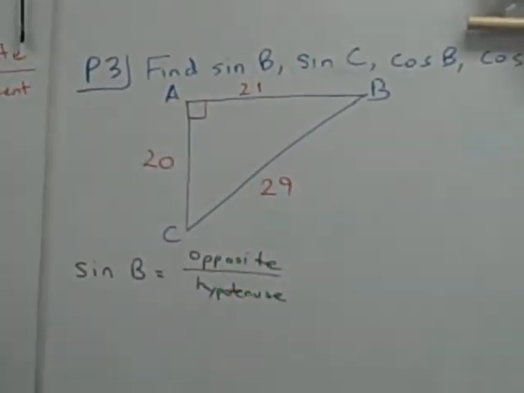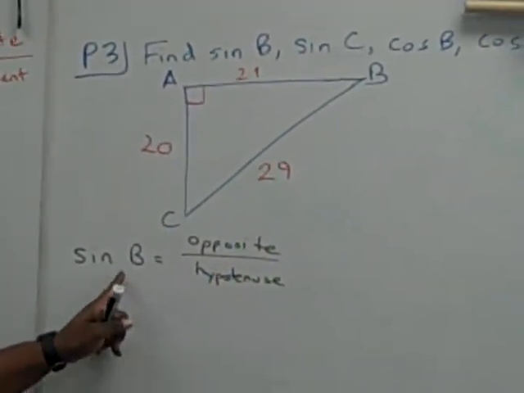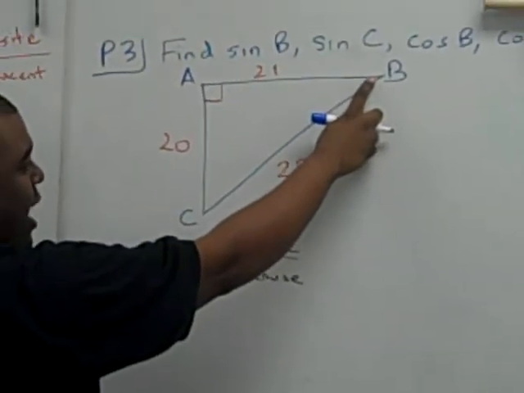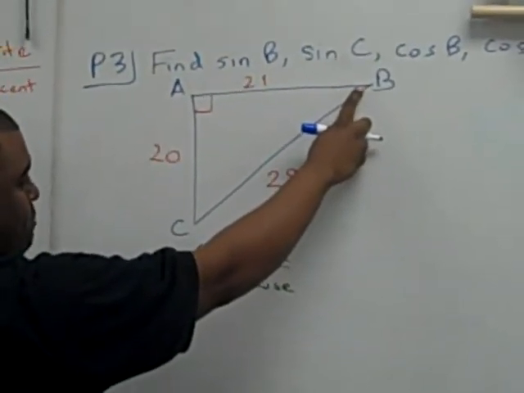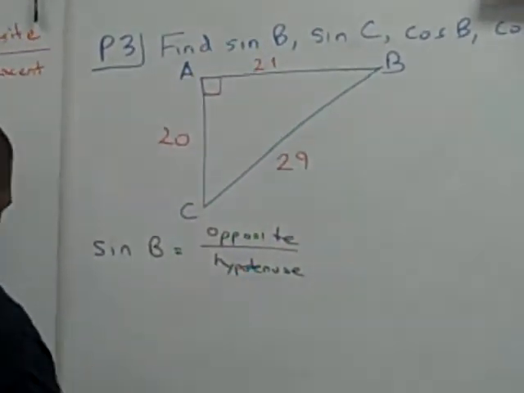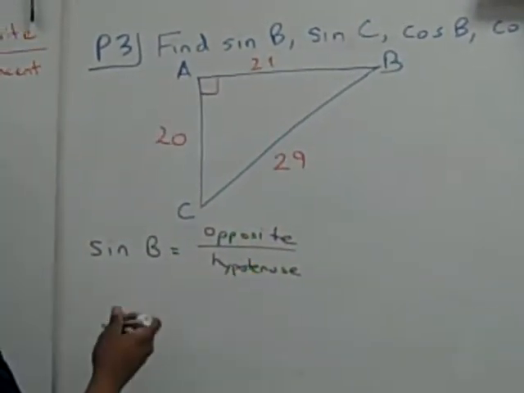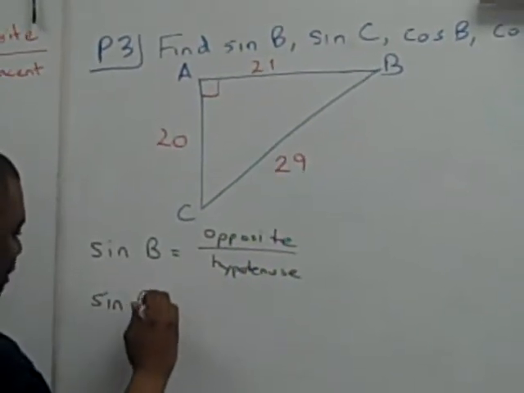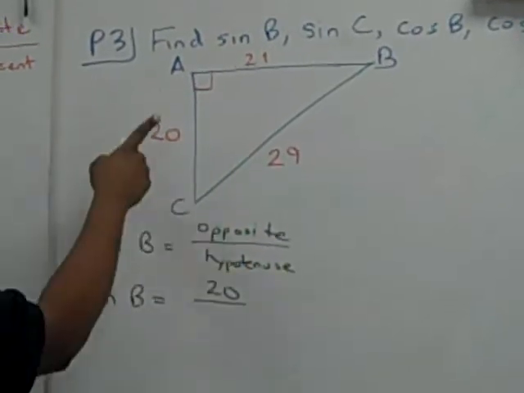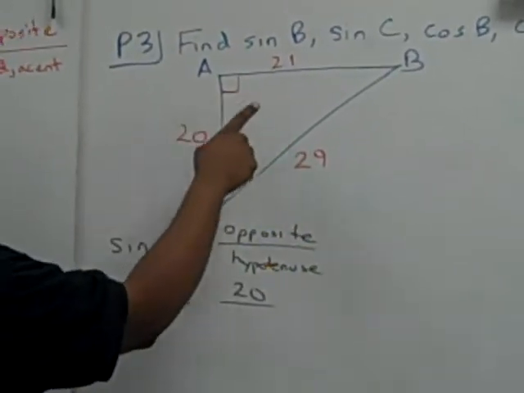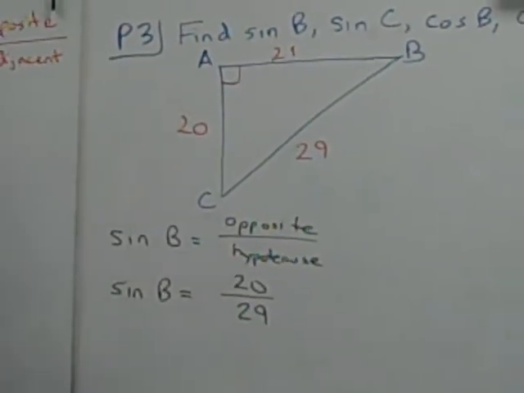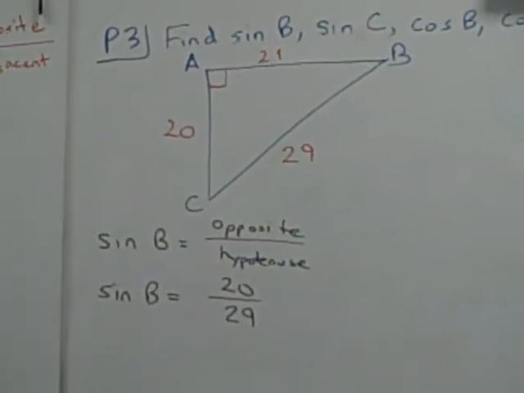Okay? So the sine of angle B, angle B is going to be right here. I'm going to put my opposite side. Well, opposite angle B is 20. So we know that our sine ratio for angle B starts off with 20 on the top, and then the hypotenuse of this triangle, of course, is opposite the right angle, which is 29. So the ratio for sine B is 20 over 29.